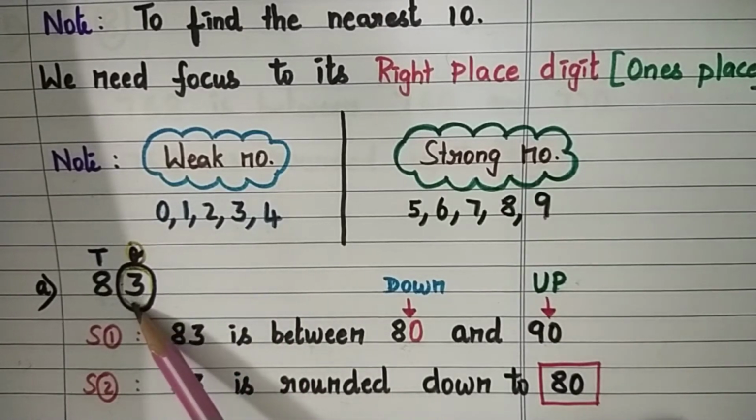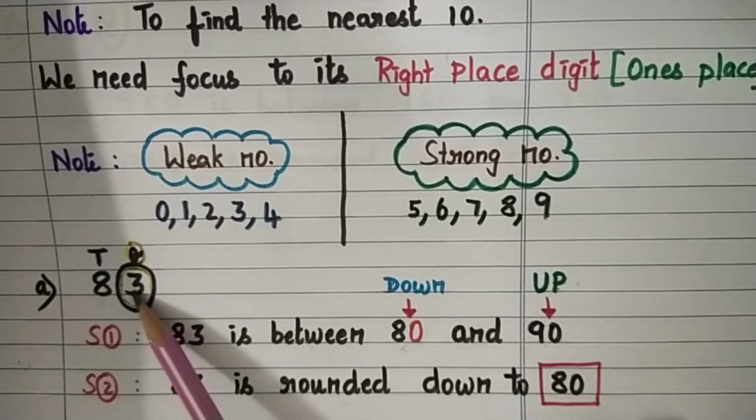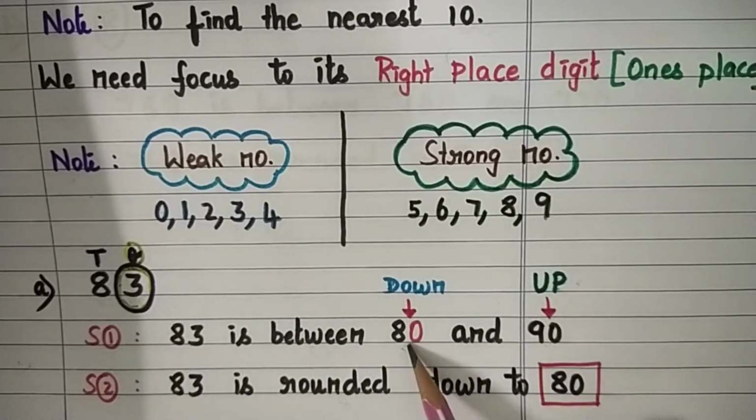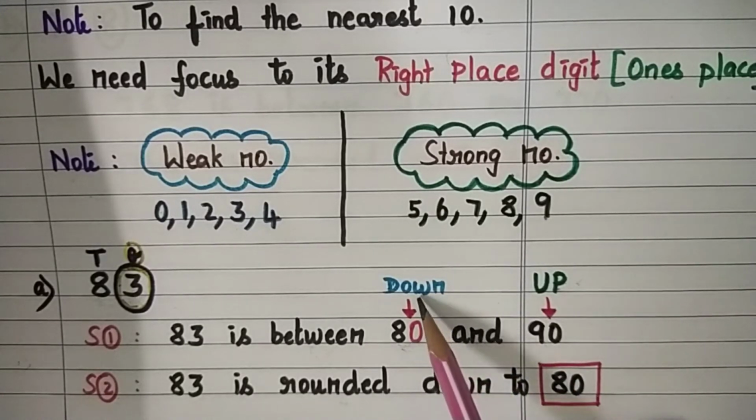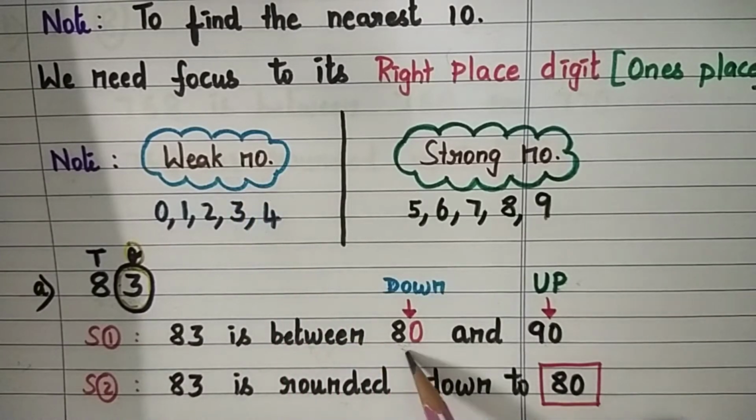If it is a weak number, we have to round off to the small number. Weak number means you have to round off to the small number. Which is the small number in this between number, 80 or 90? Yes, the small number is 80. So that is called a down number. The big number is called an up number. So 3 is a weak number. A weak number should be rounded off to the down number 80.